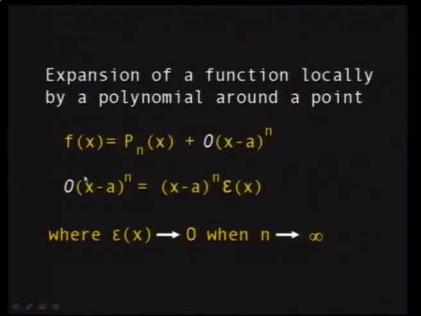And this remainder is sometimes written in the Landau notation here. What you mean here is that you are approximating the function by a polynomial locally around the point a, and here you have a remainder which tends to 0 when n tends to infinity.